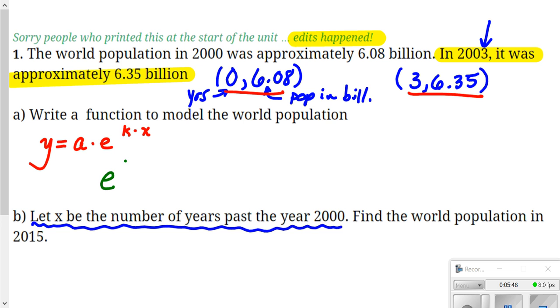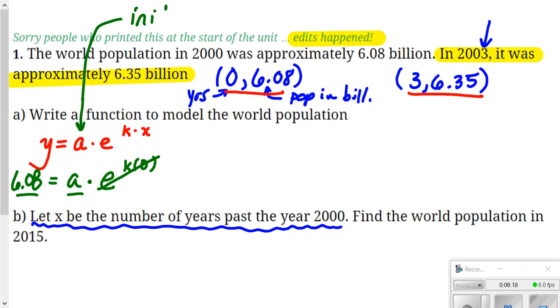okay, I'm just going to write this out to help you understand what I'm saying. If I put in 0 for x, this part, leave this blank for a second, this part is going to be e to the 0, and e to the 0 is 1. So this whole chunk doesn't matter because multiplying by 1, it's gone. And if I'd substituted in the rest of that ordered pair, I'd have 6.08 equals my a. So whatever goes in that slot is like your initial condition.